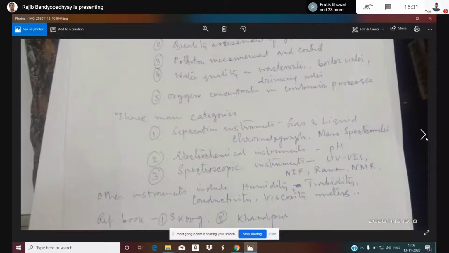Regarding reference books, the book by Skoog is excellent. It is mainly theory and basics, and almost all the topics are covered in it. Kanpur is also another very good book, written by an Indian author. And in Liptak, there is a separate section for analytical instrumentation. So I'll take the material from all these three books.